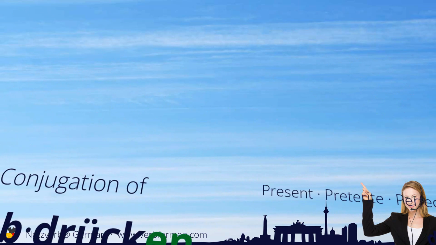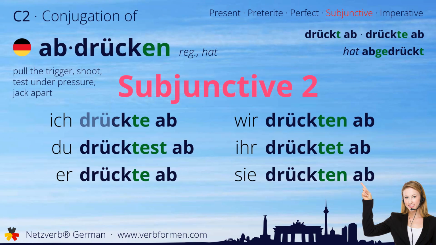Now we move on to the subjunctive two. Ich drückte ab. Du drücktest ab. Er drückte ab. Wir drückten ab. Ihr drücktet ab. Sie drückten ab.